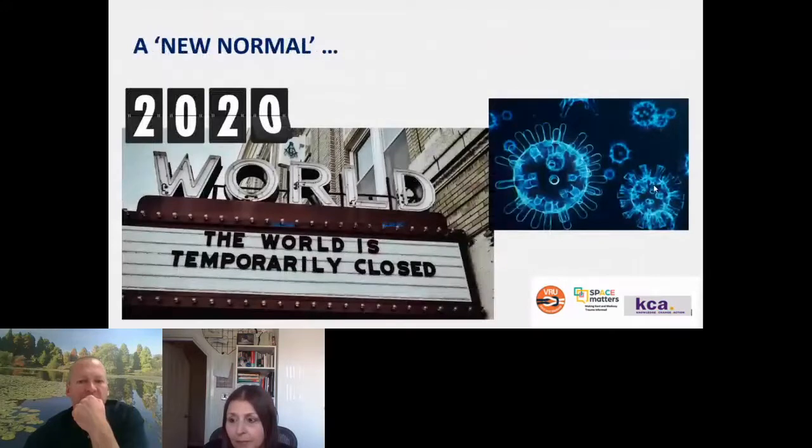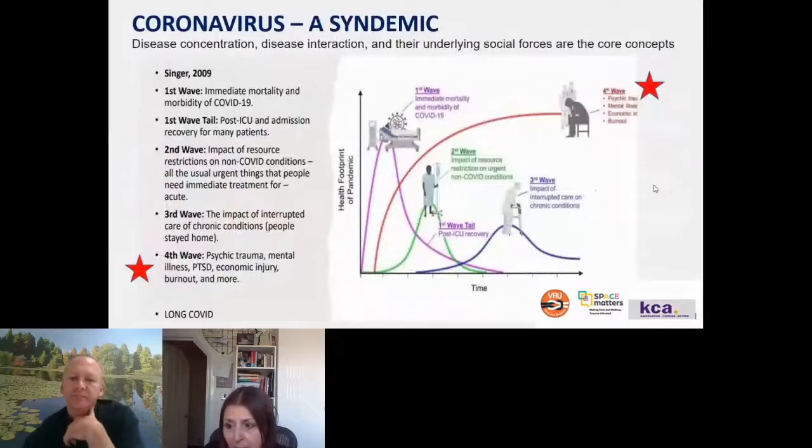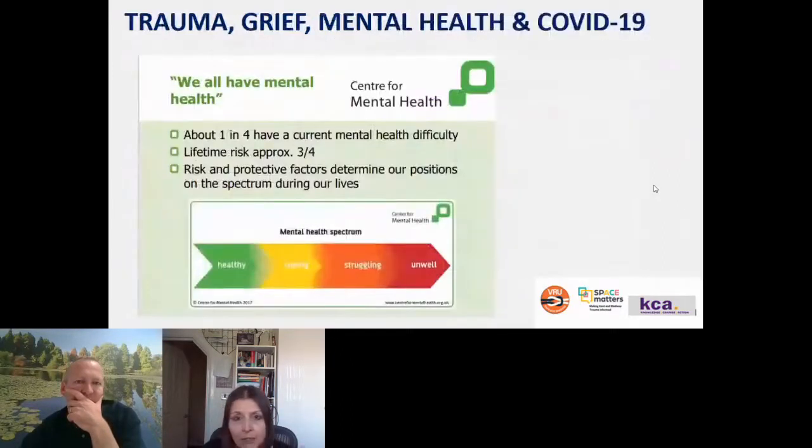The new normal 2020, just very quickly, the next slide, coronavirus. It's actually a syndemic, but as you can see by this slide, we've had the fourth wave: PTSD, economic injury and burnout, and that's what we're facing. There are unquestionable links between trauma, grief, mental health and COVID-19, as you can see.